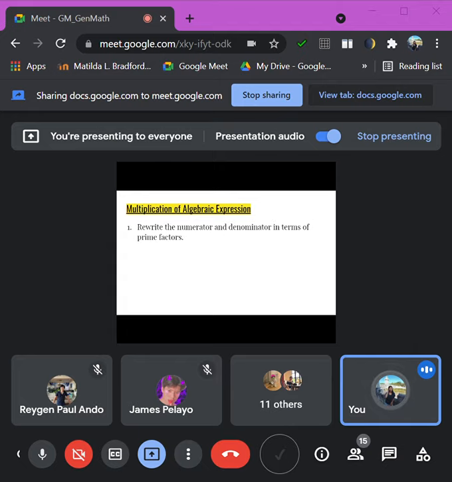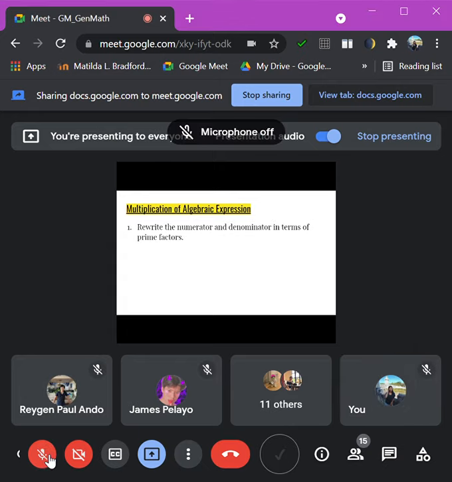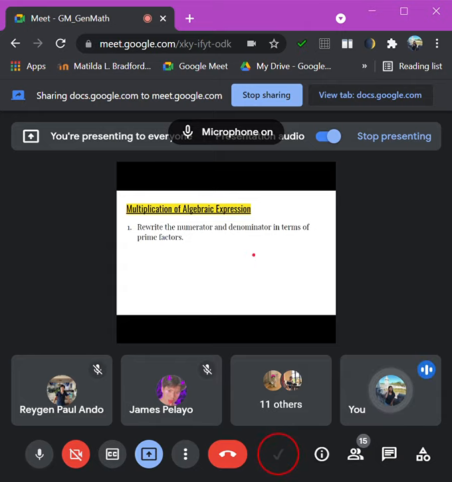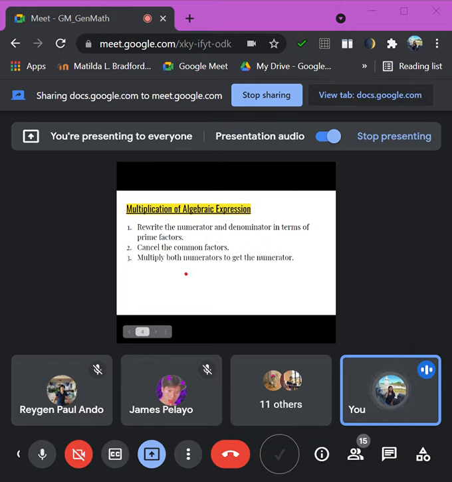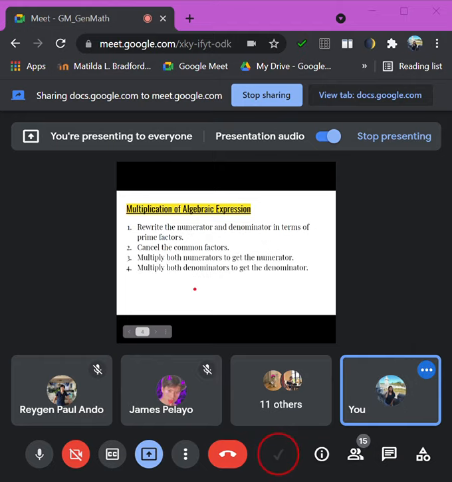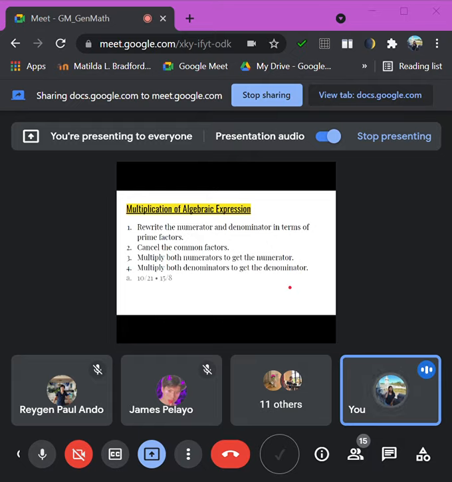So in multiplication, you are going to rewrite the numerator and denominator in terms of prime factors. So do you know what prime factors are? These are numbers that have only two factors, one and itself. Those are prime factors or prime numbers. And then you are going to cancel the common factors. Multiply both numerators to get the numerator. Multiply both denominators to get the denominator.